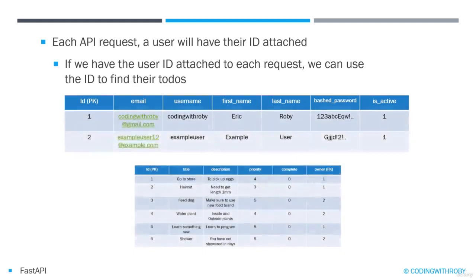So again, just to reiterate, we can have our users table, our to-dos table, and the owner's foreign key column referencing the user's primary key. So awesome work. This is how we're going to be referencing the data between the tables.